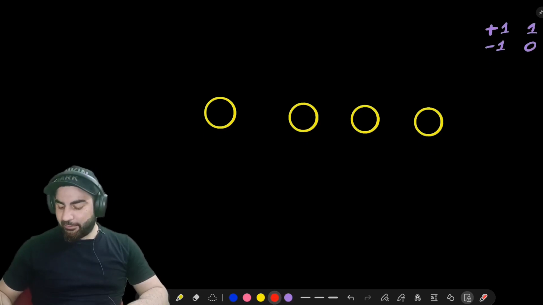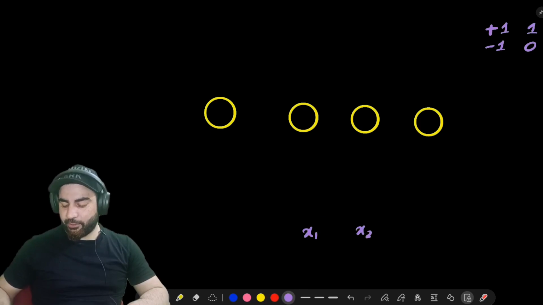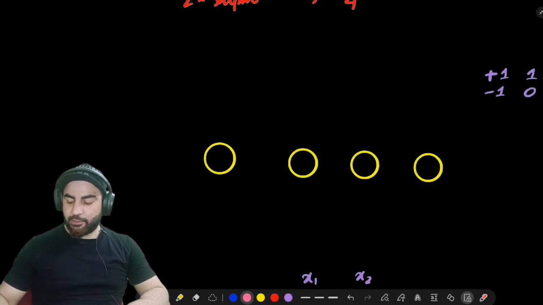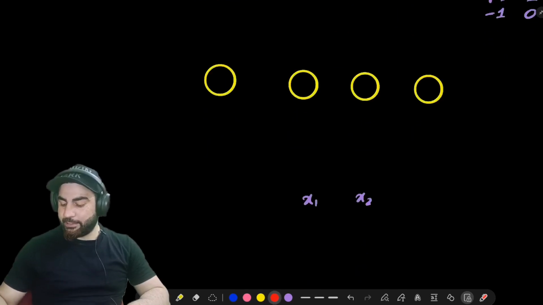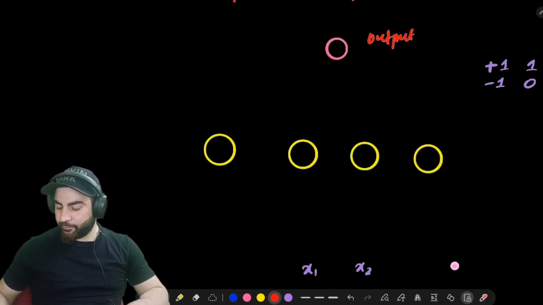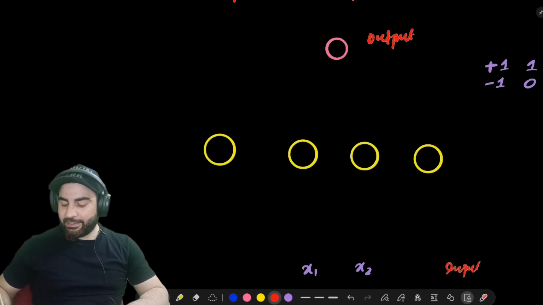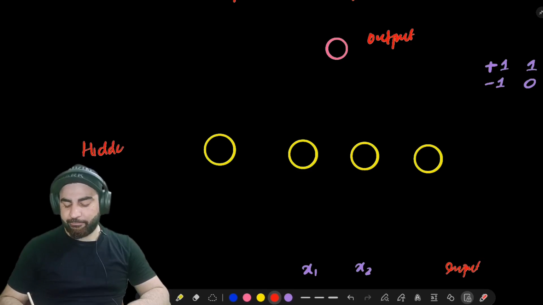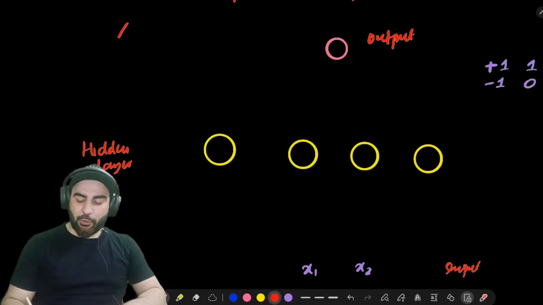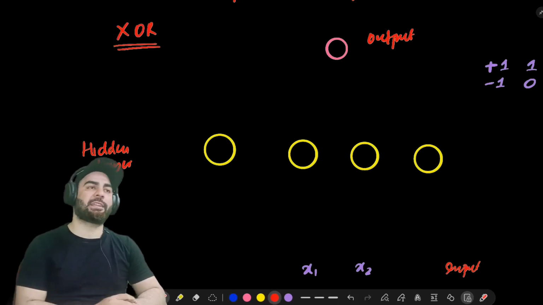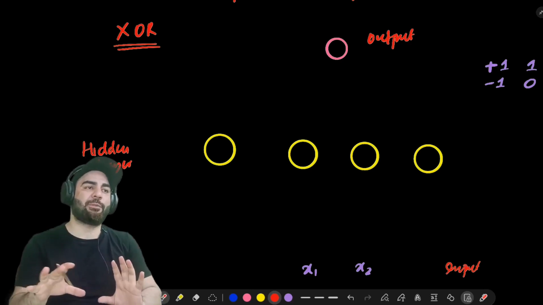Now we'll have x1 and x2, so I'll write x1 and x2. This will be our input, and then we'll have an output here. This over here will be the output, and this is our input. This thing is called a hidden layer. Now we'll have to make this such that we model XOR, because that is the problem.